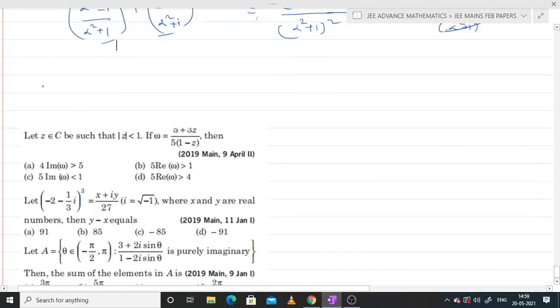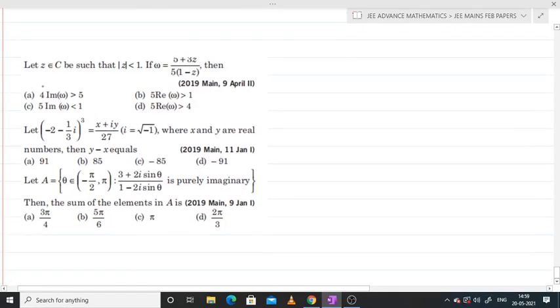Questions of the previous year paper. You see here, Z is a complex number with the magnitude of Z, modulus, less than 1, and omega is given like this, and we would like to find the imaginary part of omega or the real part of omega. What would be the answer? So before going to that, let's take a simple cross multiplication.